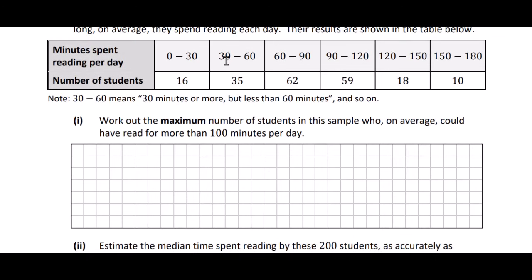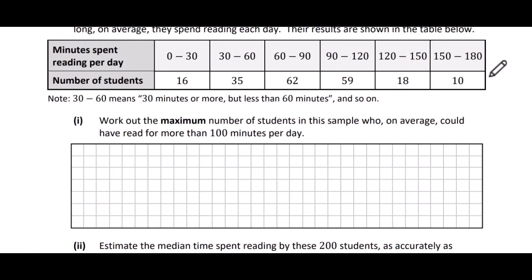35 students spent between 30 and 60, and so on. Okay, so first thing, work out the maximum number of students in the sample who on average would have read more than 100 minutes per day. Well, more than 100 is going to be in here. So these 59 could have read more than 100. So you got 59 plus 18 plus 10 is going to be the answer there.